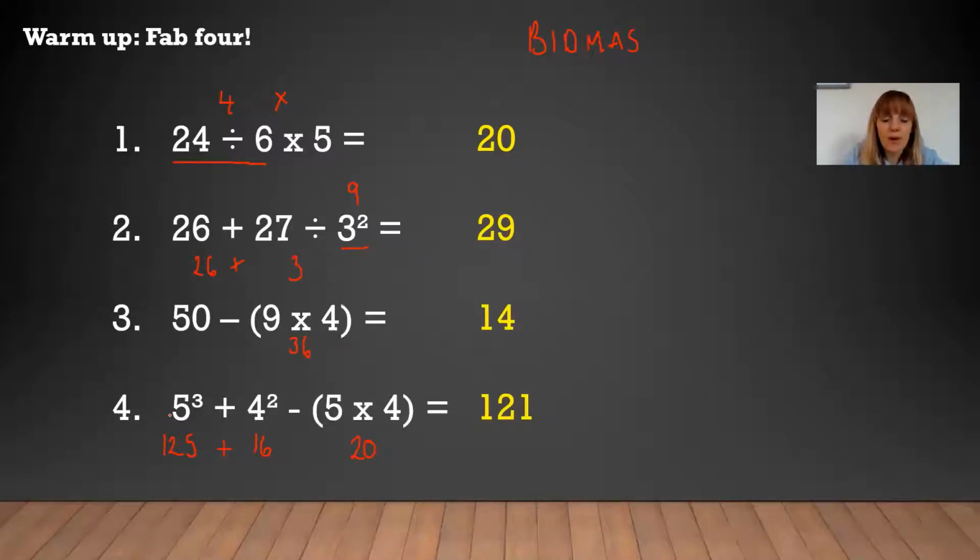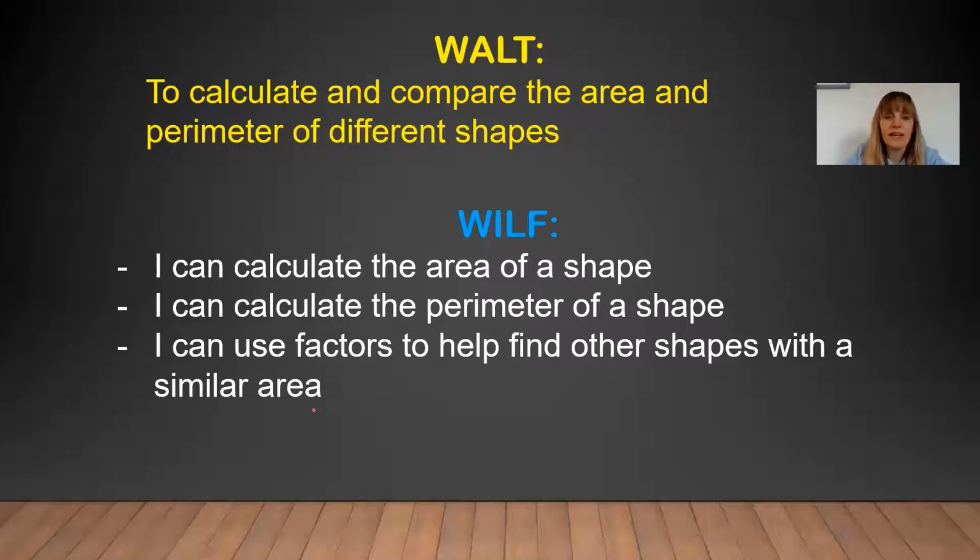So just remember the way that we have to organise all the different sections there, particularly that last one where you had to calculate what was in the brackets, then calculate each indice and then add and then finally take away. All right, today we're carrying on with looking at area and perimeter.